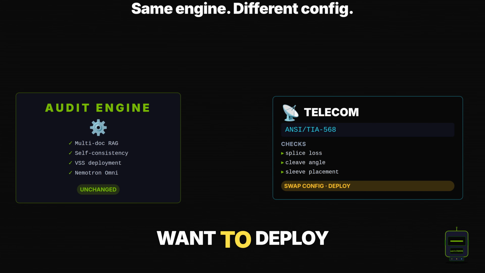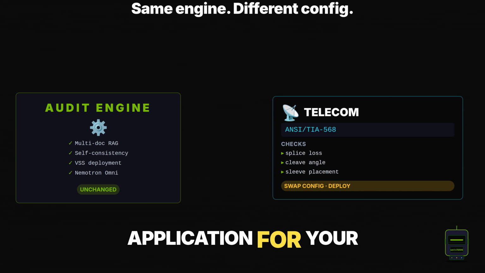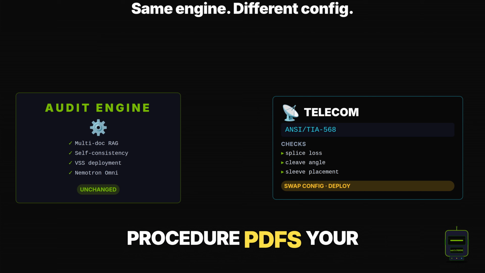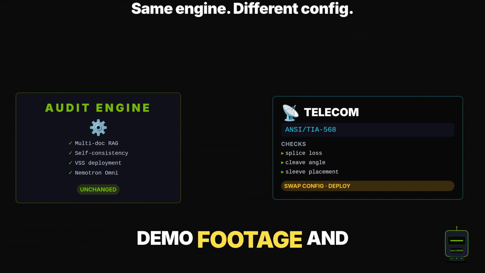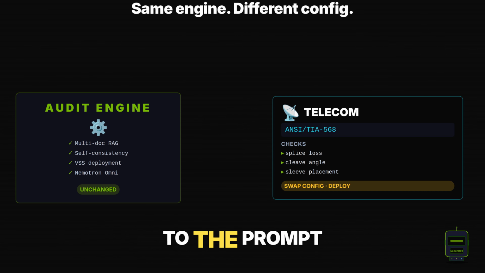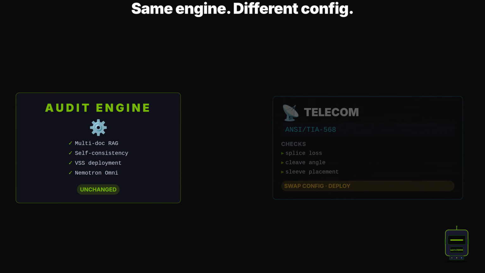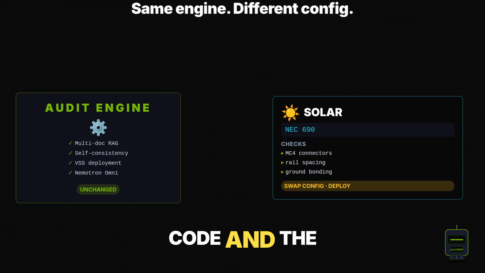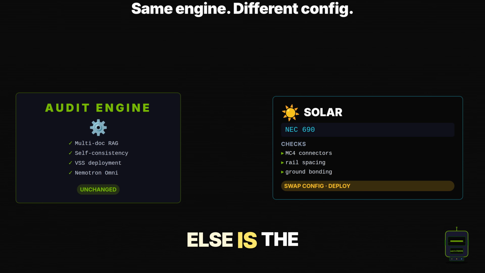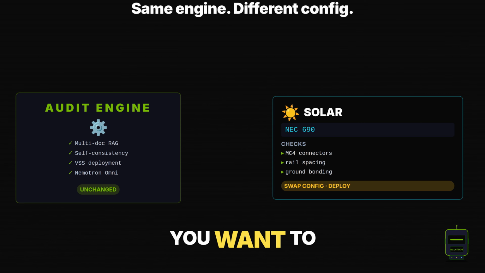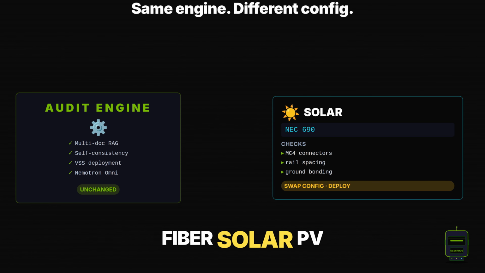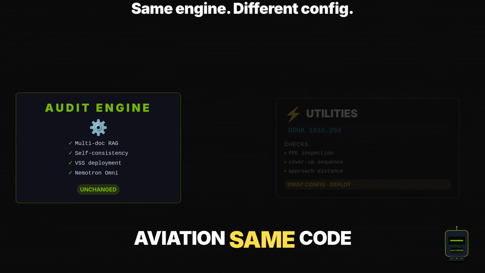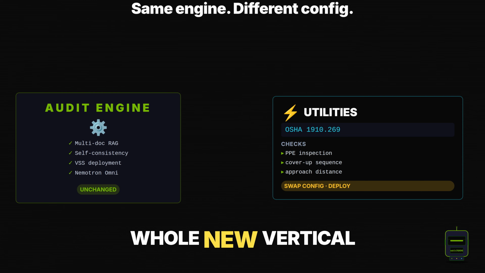Now, if you want to deploy this kind of application for your industry, it needs only four things: your procedure PDFs, your checklist, your demo footage, and maybe a few tiny tweaks to the prompt wording. That's it. The model, the inference server, the RAG layer, the self-consistency code, and the VSS deployment, everything else stays the same. So if you want to swap it for telecom fiber, solar PV, utility, pharmacy compounding, aviation, same code, different config, whole new vertical.